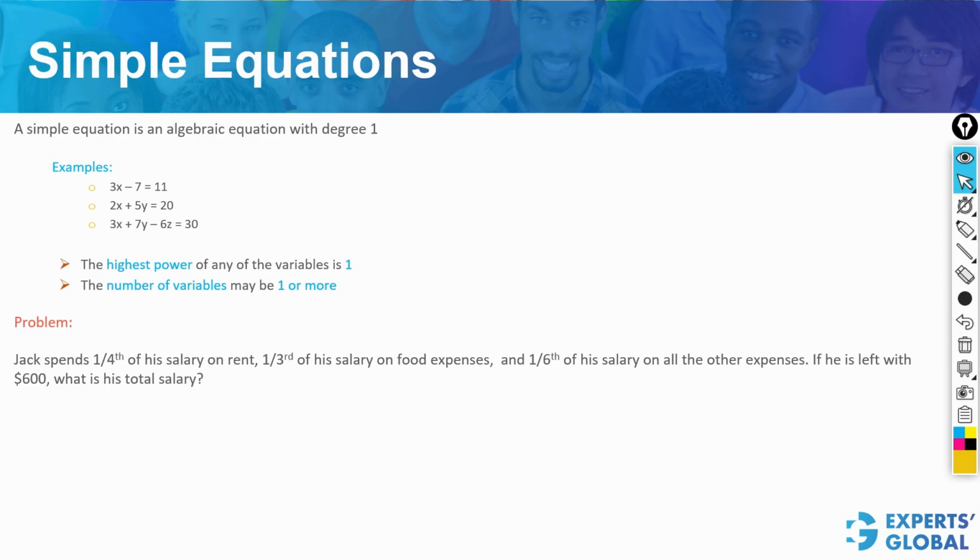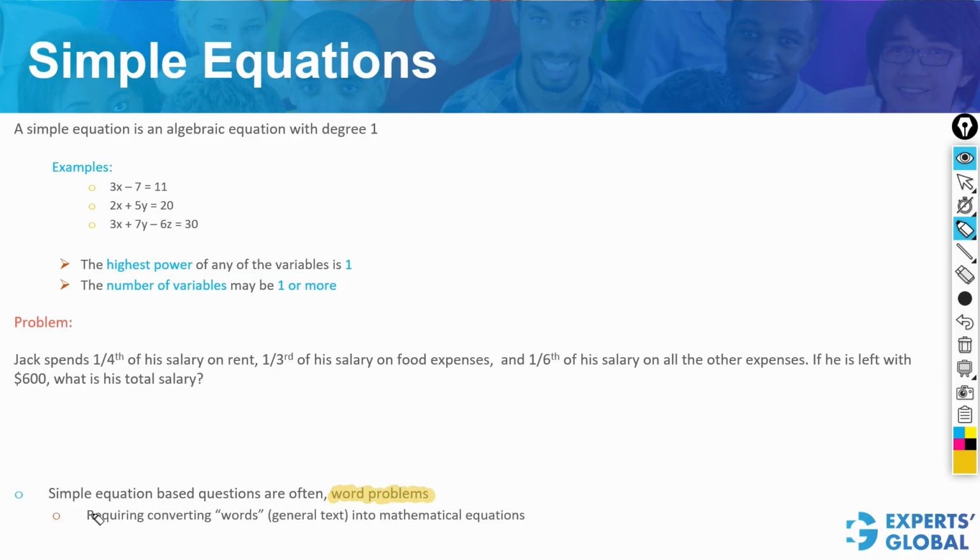You will very often see that simple equation-based questions are word problems. That means such questions require converting words, as in general text, into mathematical equations. For example, in this problem, we have all the information given in general text, and we must process all the general text to come up with a simple algebraic equation.